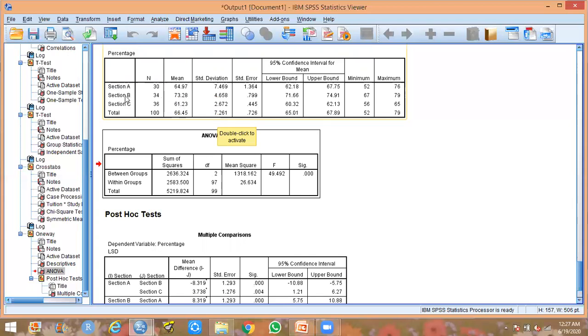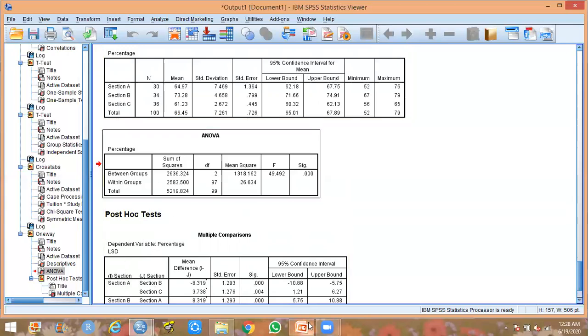So section B students have high academic performance. On the other hand, section B students are somewhat more intelligent compared with section A and section C. Section B students' performance is higher compared with section A and section C. So this is the beauty of analysis of variance and how you can use the post hoc tests.